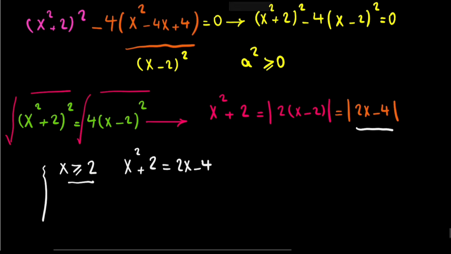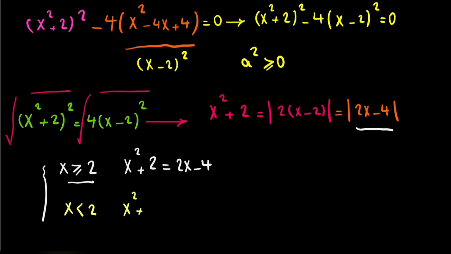So the second one is when x is less than 2. On the left side you can write x squared plus 2. On the right side, this is important, because x is less than 2, the orange one is negative, so you have to add a negative to this sentence. So we have negative 2x minus 4, and it's better to write 4 minus 2x.